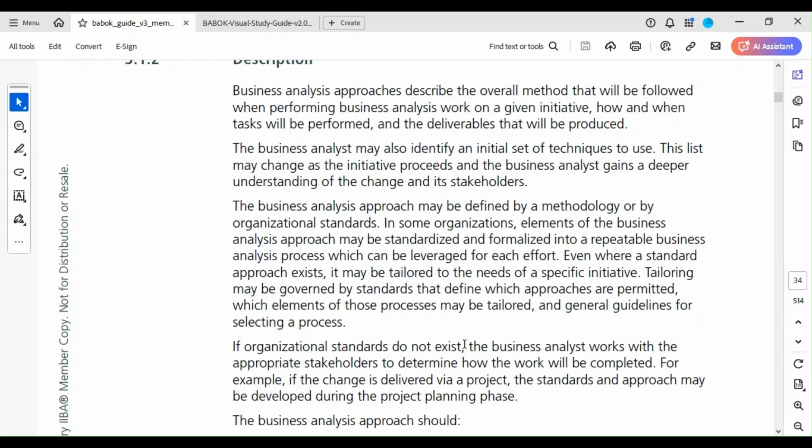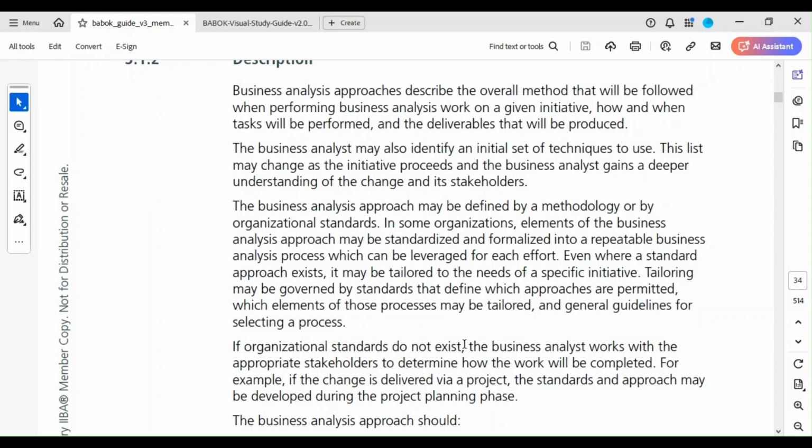The business analyst may also identify an initial set of techniques to use. This list may change as the initiative proceeds and the business analyst gains a deeper understanding of the change and its stakeholders. So even at this initial stage you can define your techniques, but note, as time goes on, it could change because you are going deeper and getting better clarity from your stakeholders, and a better understanding even from the work you do. As a business analyst, learning and development doesn't end, even on the job. You are learning, you are developing, you are changing things.